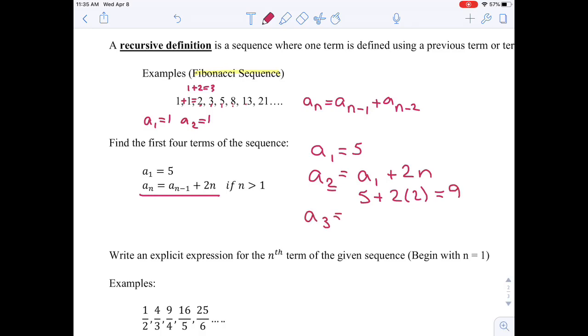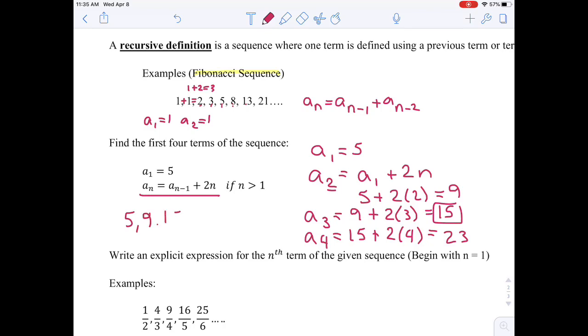So then a sub 3 would be a sub 2, which was 9, plus 2 times 3. 9 plus 6, 15. And then a sub 4, we're going back using our previous term, plus 2 times n. 15 plus 8 is 23. So we list that as 5, 9, 15, 23. And that can keep going on, but they just asked for the first four terms.